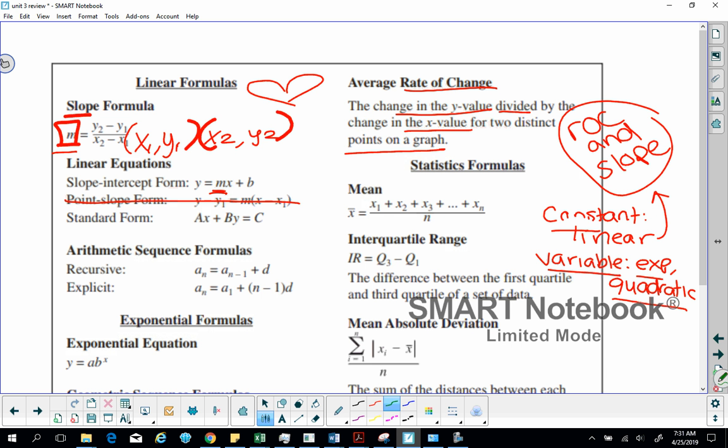What does your b represent? In y equals mx plus b, what's your b? Your y-intercept. Put little notes right here, your y-intercept. Remember, when we're reading word problems, when something begins, it's your y-intercept. It's also when your x is 0. If you're looking at a table, wherever your x is 0 is your y-intercept. Standard form is when x and y are on the same side.